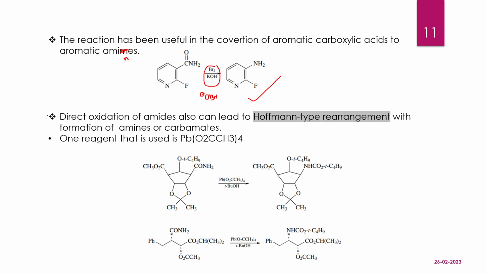In a similar way, direct oxidation of amide can also lead to the Hofmann type rearrangement with formation of the amine or the carbamate. One reagent that is used is lead tetraacetate. So what is happening here? If we use any kind of oxidizing agent, on the addition of this lead tetraacetate, a similar kind of rearrangement will take place, and we'll get a similar product to what we get in the Hofmann rearrangement. So this is called the Hofmann type rearrangement.